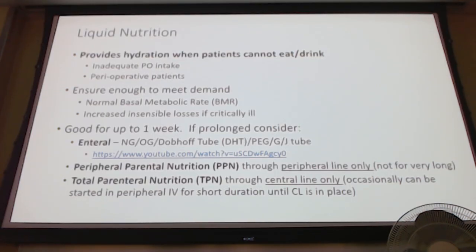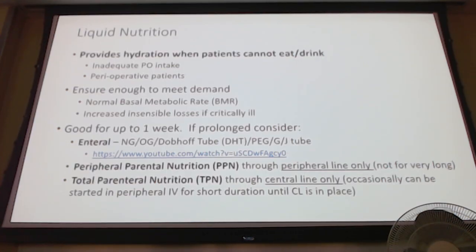Peripheral and total parenteral nutrition. So peripheral parenteral nutrition, okay, that is nutrition given by a peripheral vein. Okay, we don't do it very long. It's very caustic to the veins. If it's total parenteral nutrition, central line only. Okay, so we'll start PPN while we get the central line, to then switch over to TPN. Okay?